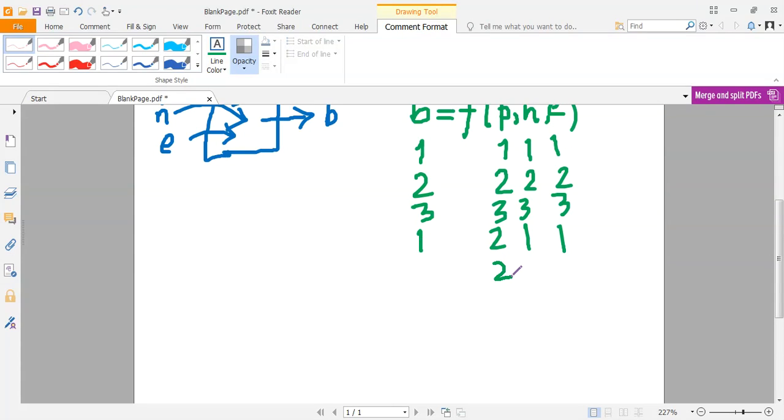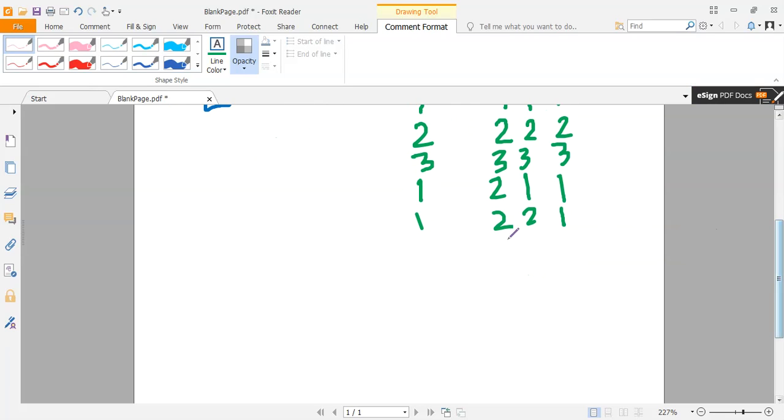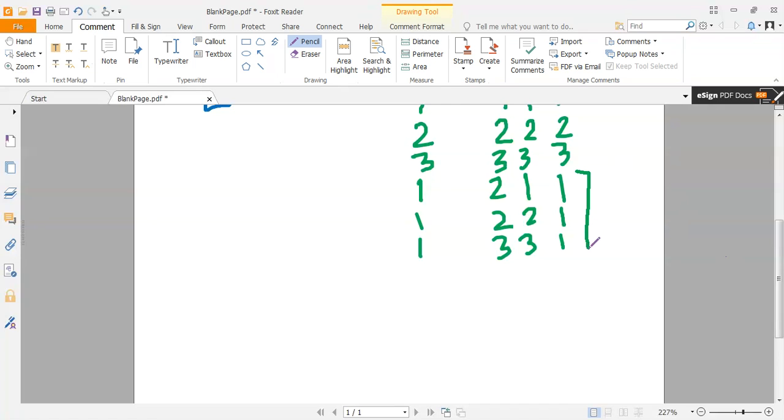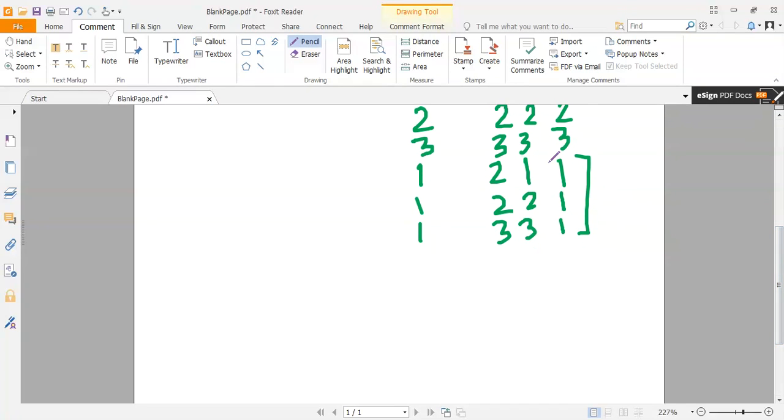Similarly, if I put two pencils, two pens, and one eraser, I still get one pencil box. If I put three pencils, three pens, and one eraser, I still get one pencil box. Let's look at this function closely. If it's 2, 1, 1, my output is 1. If it's 2, 2, 1, my output is 1. If it's 3, 3, 1, my output is 1. Even with 5 pens, 9 pencils, and still 1 eraser, I can only make one pencil box.